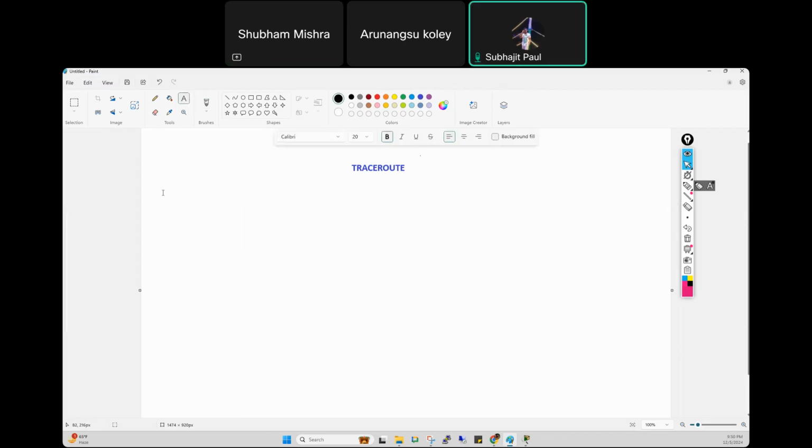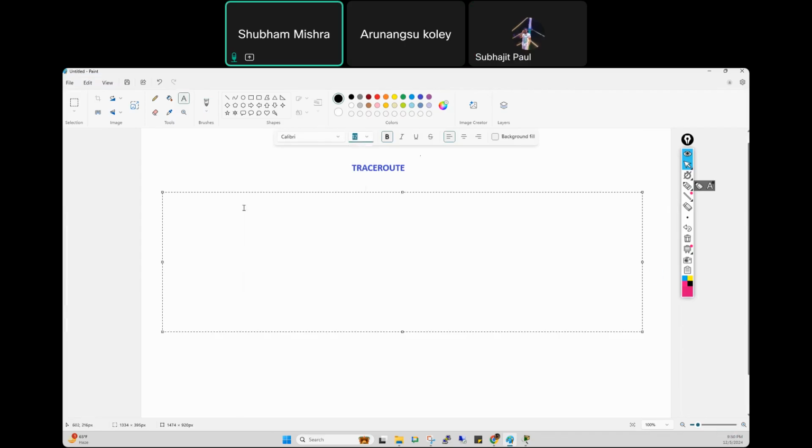So what is tracert? Understand it in one line. It is basically a network diagnostic tool that is used to trace the path of packets from source to destination. Is it clear? So what is traceroute, guys? Traceroute is the diagnostic tool that is used to trace the path of the packet, or you can say hops, from source to destination.